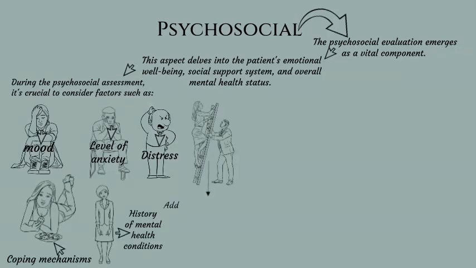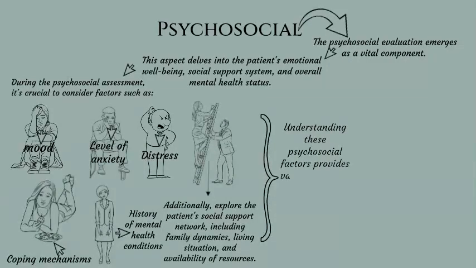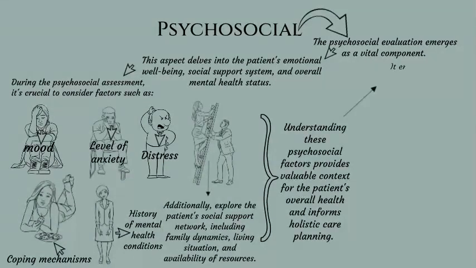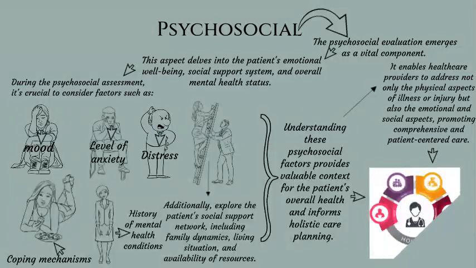Additionally, explore the patient's social support network, including family dynamics, living situation, and availability of resources. Understanding these psychosocial factors provides valuable context for the patient's overall health and informs holistic care planning. It enables healthcare providers to address not only the physical aspects of illness or injury, but also the emotional and social aspects, promoting comprehensive and patient-centered care.